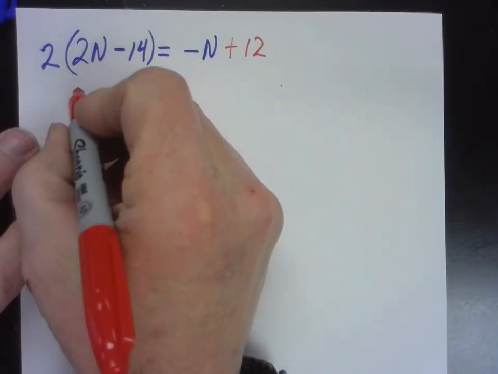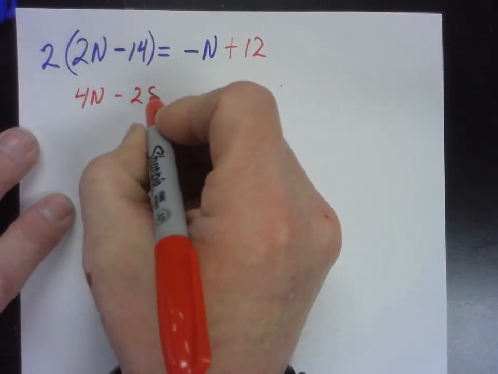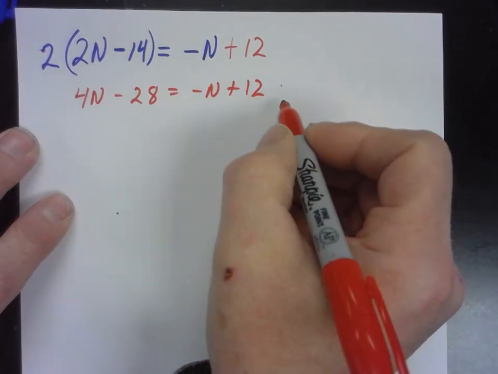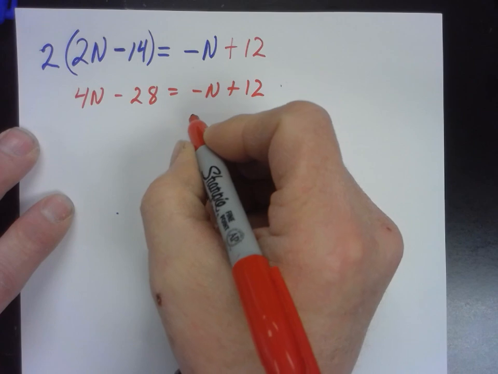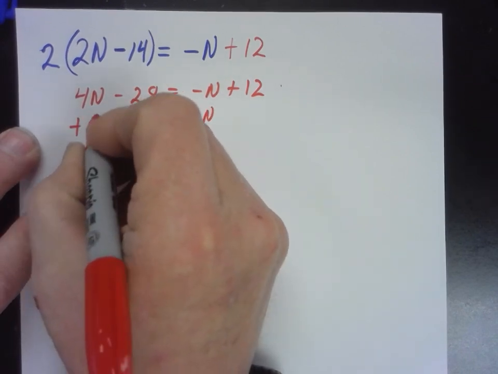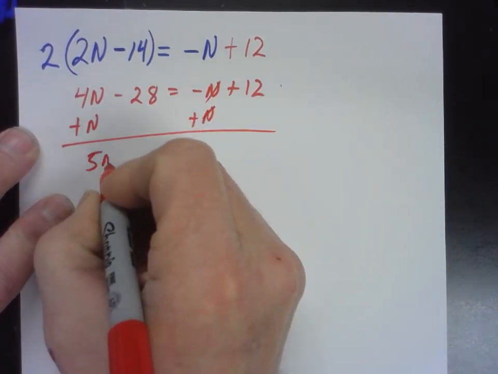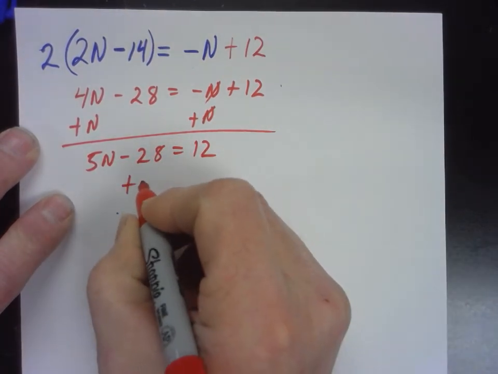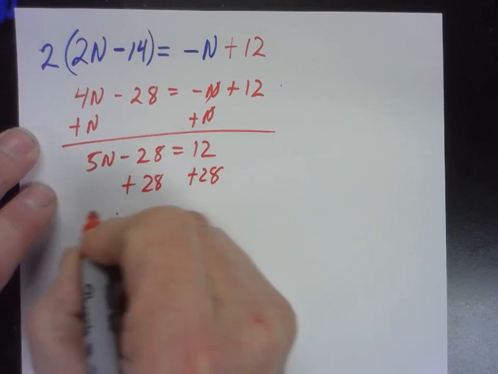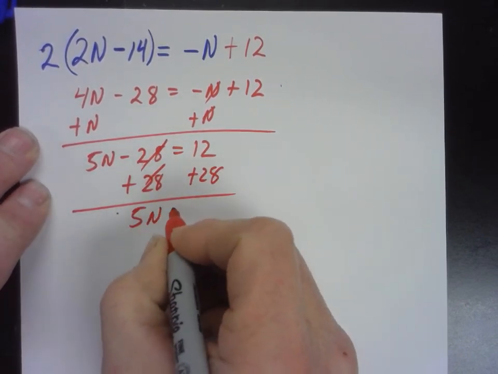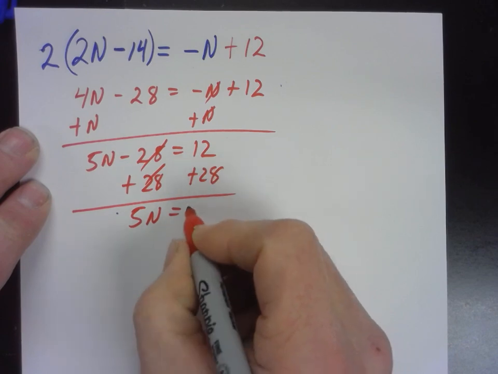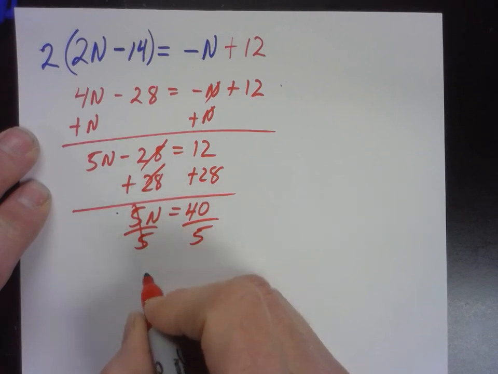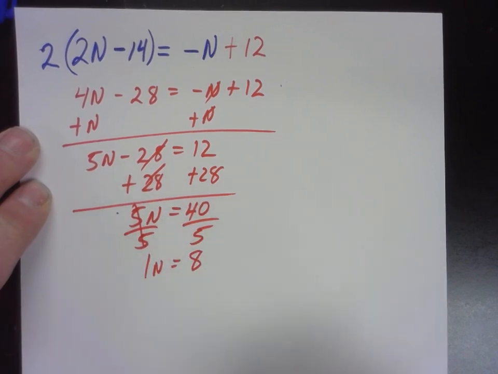So we can get rid of the parentheses. We can add like terms. We can eliminate the variable from one side. We can get rid of our constant. Reduce the coefficient down to a 1, so 1n equals 8.